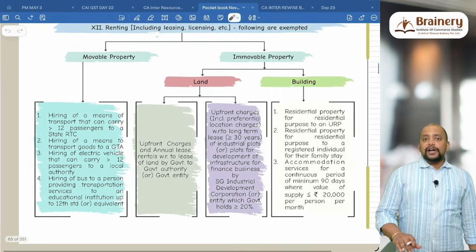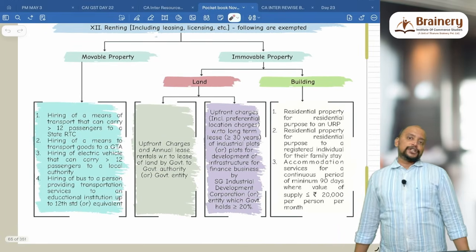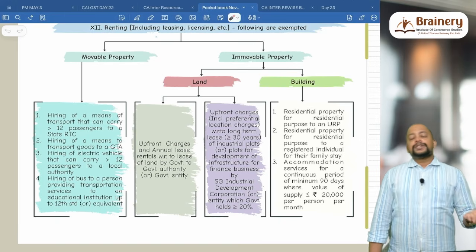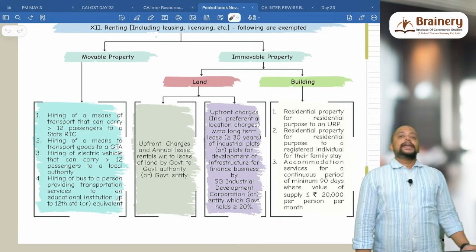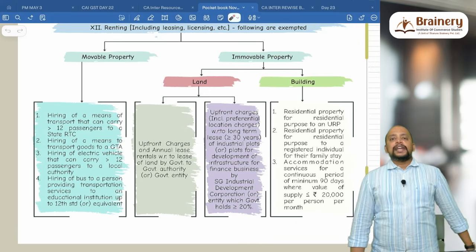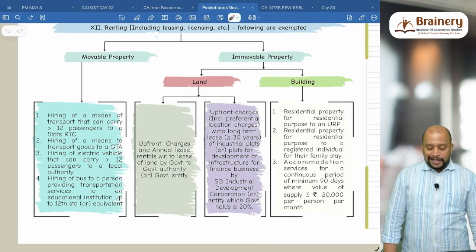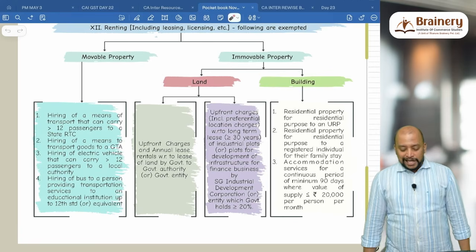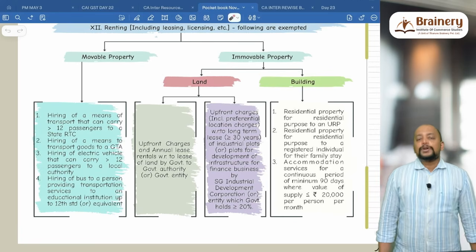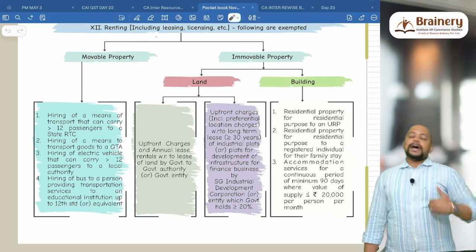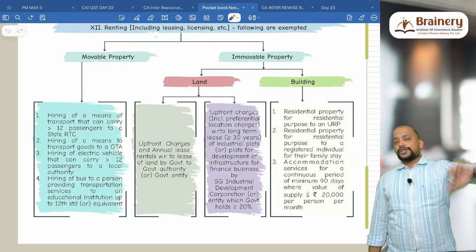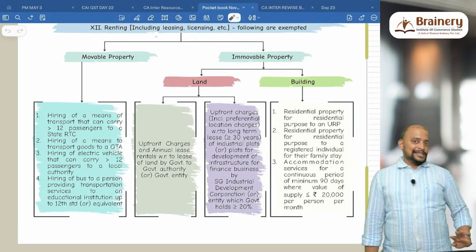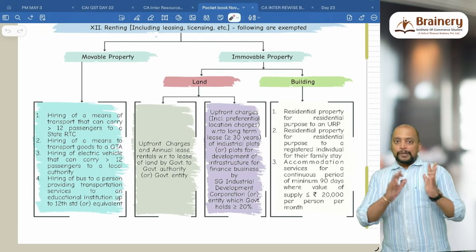Number one, hiring of motor vehicle, and all these 4 are related to motor vehicles. Hiring of a motor vehicle that can carry more than 12 passengers to a state road transport corporation, or hiring of an electric motor vehicle that can carry more than 12 passengers to a local authority, or hiring of a motor vehicle that can carry goods to a GTA, and finally hiring of a bus to a person who is providing, so I am hiring a bus to you, you are providing transportation service to an educational institution up to 12th standard or equivalent. These 4 renting of motor vehicle are exempted; otherwise all other renting of movable property is taxable.